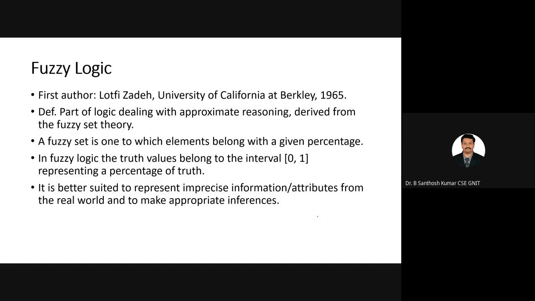Fuzzy logic is also one of the important inventions in artificial intelligence. It was introduced by Lotfi Zadeh at the University of California, Berkeley, in the year 1965. It is a part of logic dealing with approximate reasoning derived from fuzzy set theory. A fuzzy set is one to which an element belongs to a given percentage. Fuzzy logic truth values belong to the interval between 0 and 1, rather than a Boolean value, representing a percentage of truth.